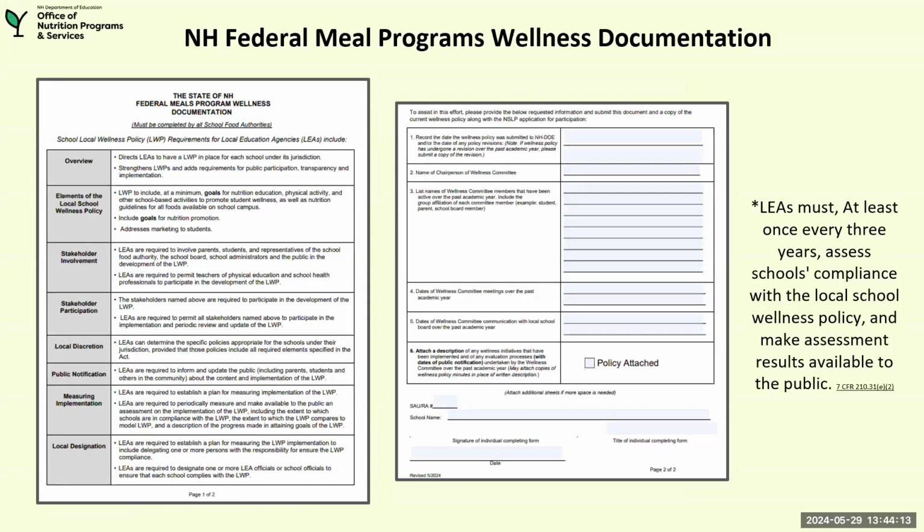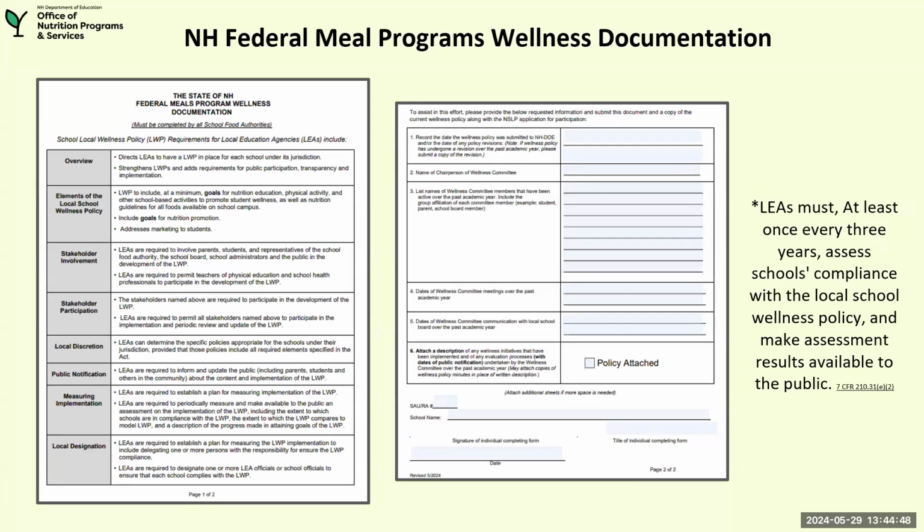The SFA must upload the New Hampshire Federal Meal Program's wellness documentation along with the most up-to-date wellness policy. If the wellness policy has not been updated in the past 3 years, the SFA must upload the triennial assessment as well. Every local education agency participating in the National School Lunch Program and/or School Breakfast Program must conduct an assessment of their wellness policy every 3 years at a minimum. The UNH Triennial Assessment Tracking Tool is linked at the end of this presentation, which you may find helpful.